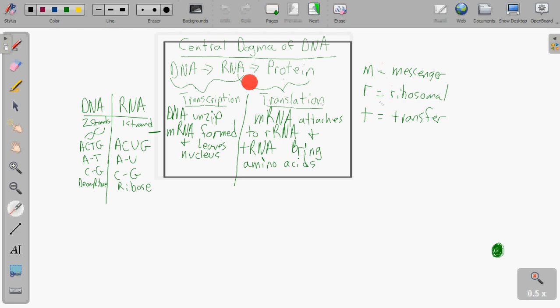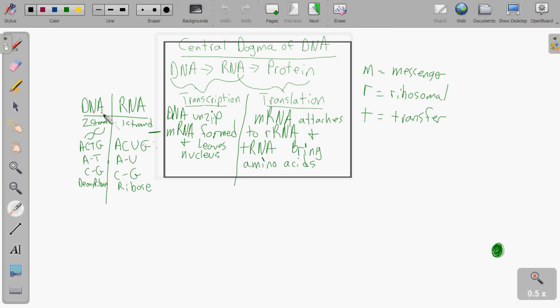And then during the process of translation, the messenger RNA is translated to amino acids by the ribosome. The transfer RNA, or tRNA, bring the amino acids. Okay.